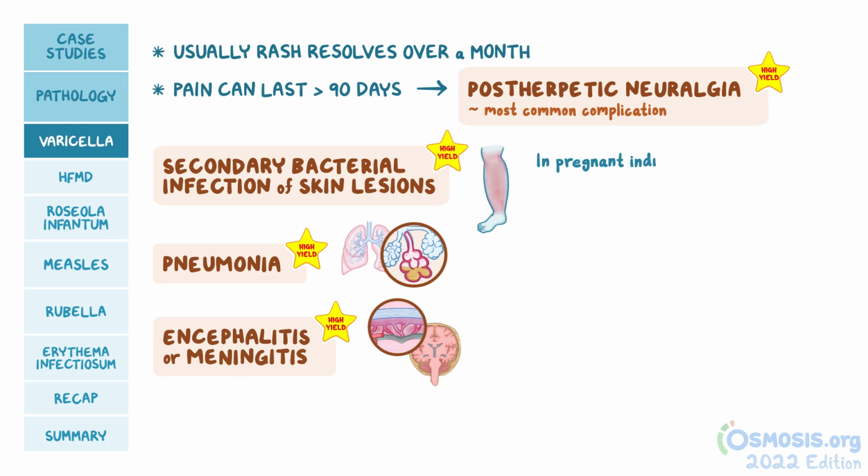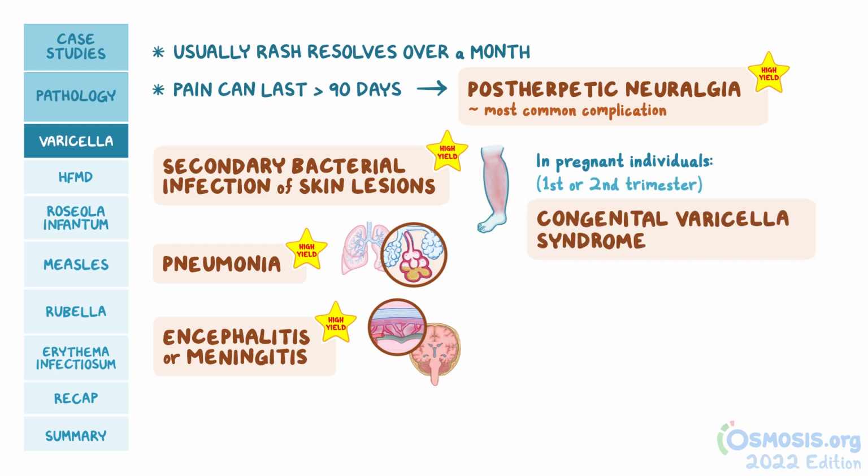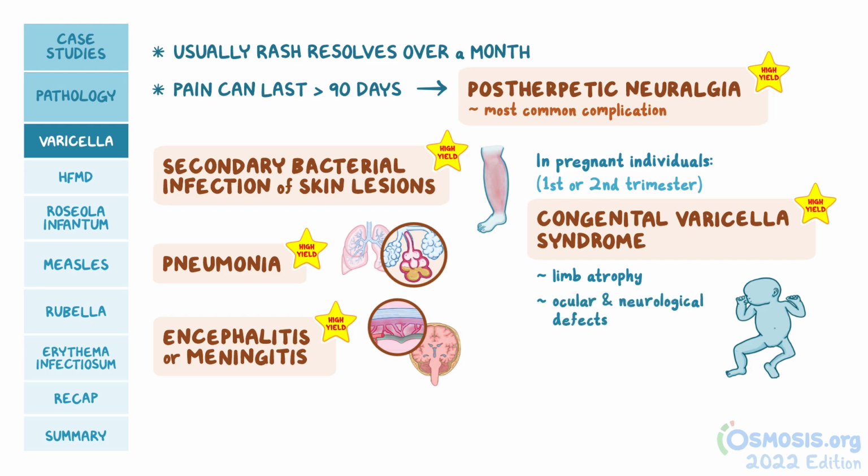Finally, in pregnant individuals, getting varicella in the first or second trimester can lead to congenital varicella syndrome in the developing fetus, which can cause limb atrophy, ocular, and neurological defects.